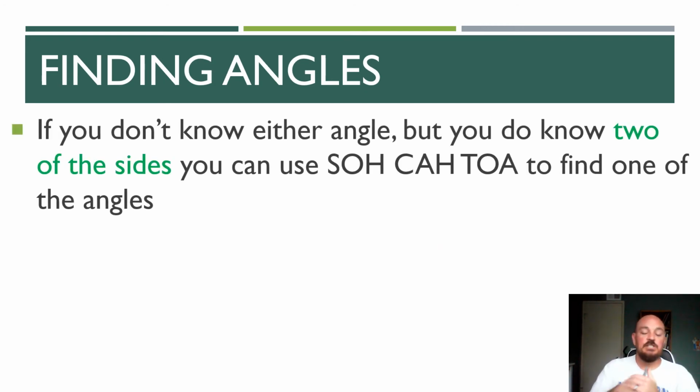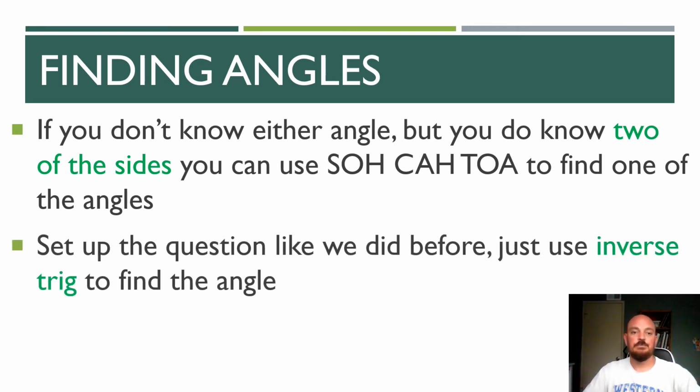In that situation I just described, you don't know either angle, but you know two sides of a triangle. You can use SOHCAHTOA to find either of the angles, actually. So we're going to set up the question just like we did yesterday. We're going to do opposite, adjacent, hypotenuse. We're going to use the two sides we know to pick the right trig function, sine, cosine, or tangent. We're going to set up an equation, we're going to solve for x. The difference is, at the end of the question, because we're finding an angle, you have to use inverse. And that's it. That's the only difference.